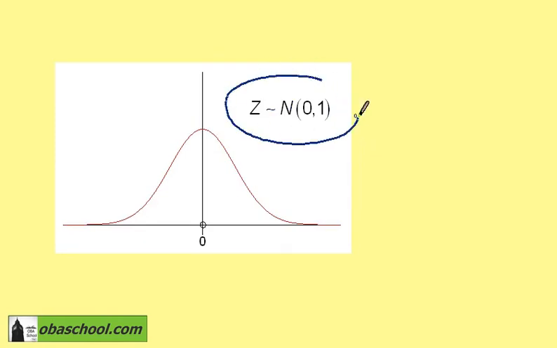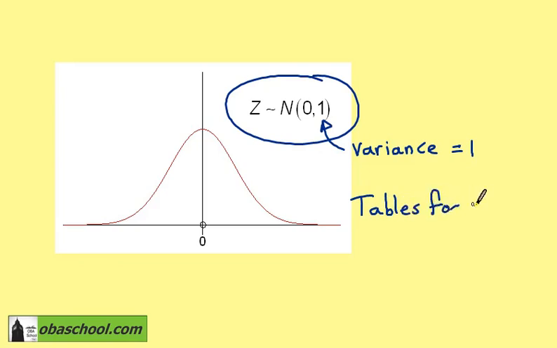We define z, which has a mean of 0 and a variance of 1, and we call this the standard normal. We have tables for the standard normal. They should be in your set of statistical tables.